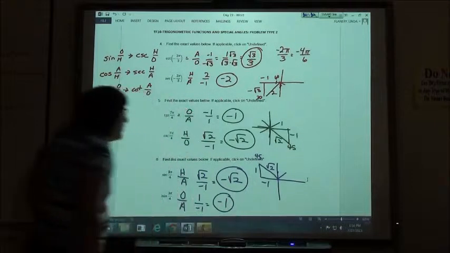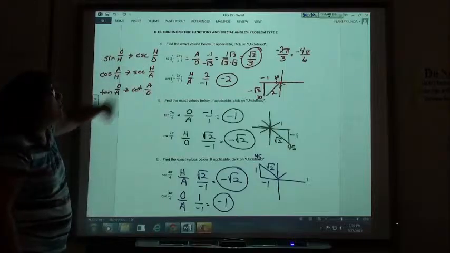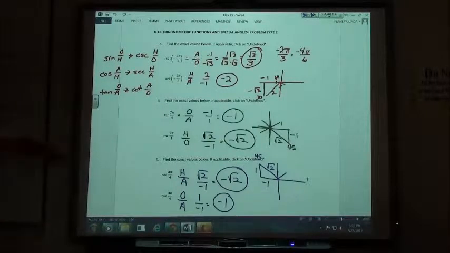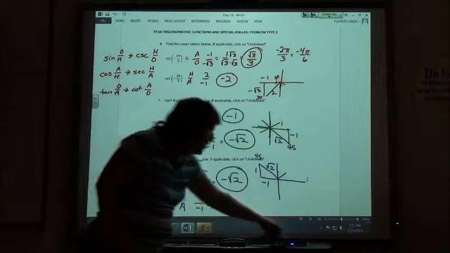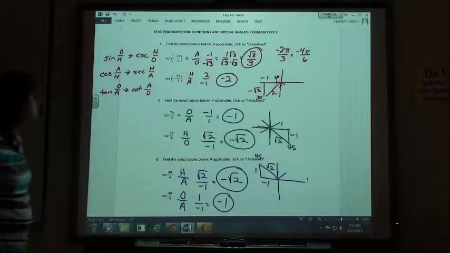So again, using my reference triangles, my 30, 60, 90, and my 45, 45, 90. If you get those memorized, it's going to make a whole lot of these problems a lot easier than having to look up things in charts and tables all the time.